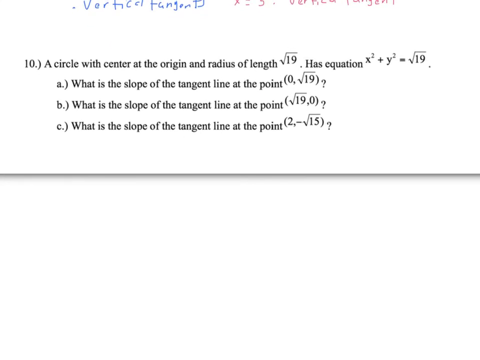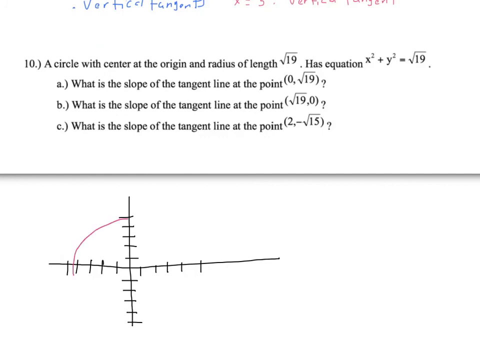Alright, this is a little bit of a throwback from pre-calculus where we're told the equation for a circle that has a center at the origin and a radius of the square root of 19. Well, the square root of 19 is somewhere between 4 and 5. So this circle centered at the origin is just going to have a radius somewhere between 4 and 5 that looks somewhat circular. So there's our circle. And we're asked to find the slope of the tangent line at these various points.